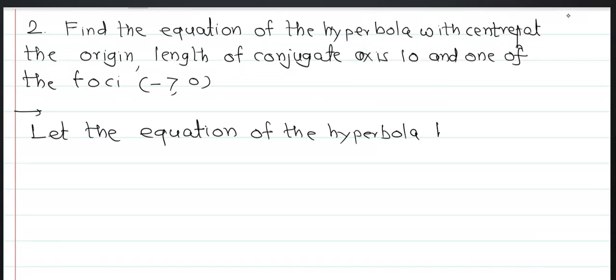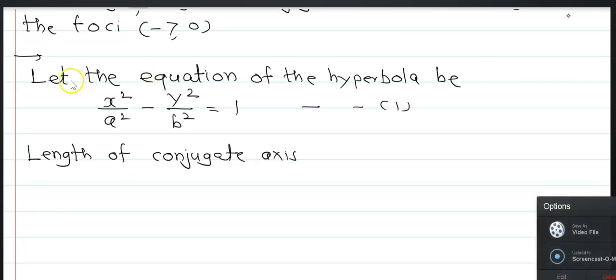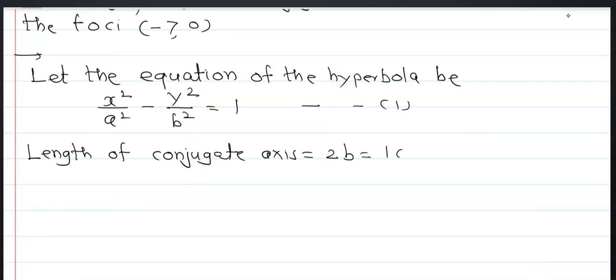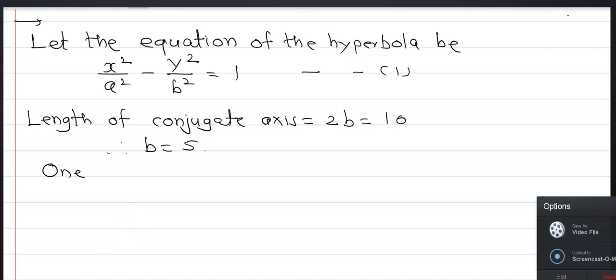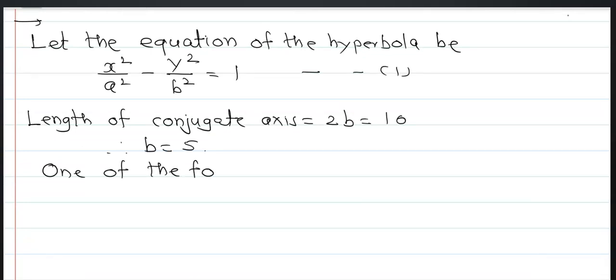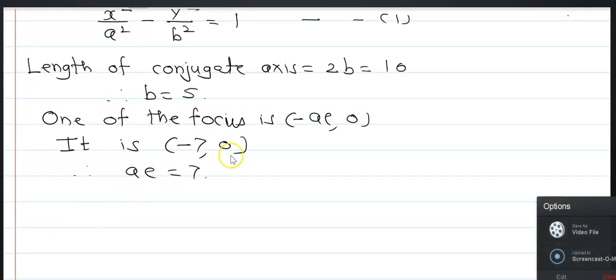Due to mistake, some page was up and down. Find the equation of the hyperbola. Let the equation of the hyperbola be x square upon a square minus y square upon b square is equal to 1. The length of conjugate axis, that is 2b is equal to 10, therefore b is equal to 5. One of the foci is (minus ae, 0), which is (minus 7, 0).